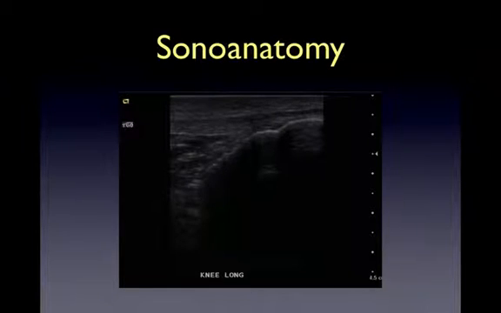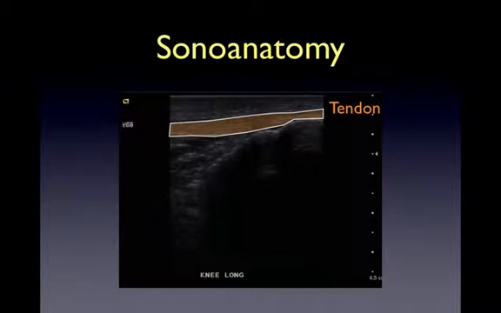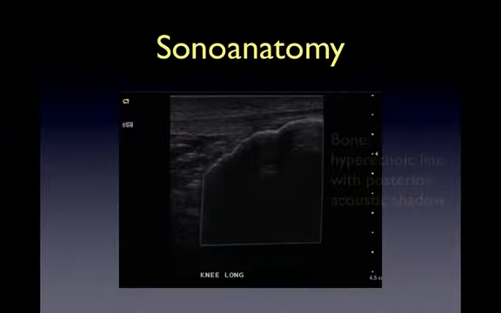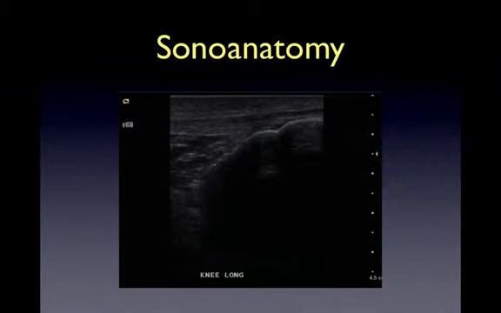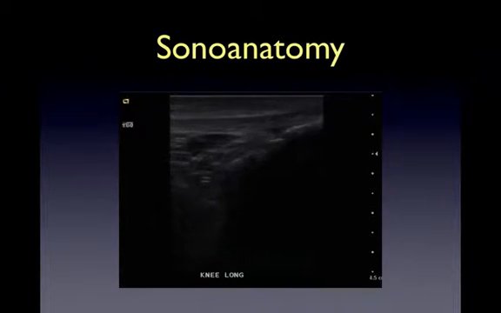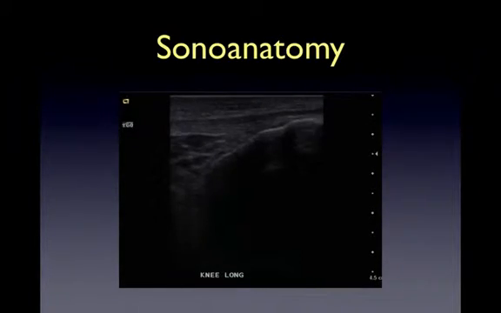Bone is often visualized beneath muscle or at the site of tendon insertion, as is demonstrated here. Bone is calcified, causing reflection of ultrasound waves, and therefore is seen as a hyperechoic line with acoustic shadowing. And in real time, we can see as the patient moves the extremity, the tendon sliding back and forth.